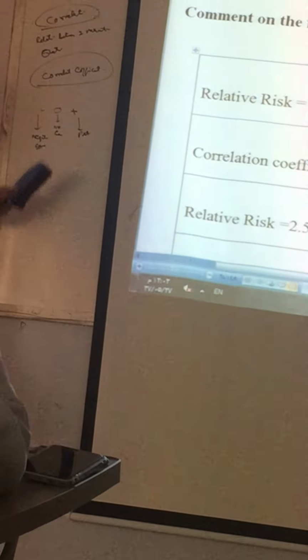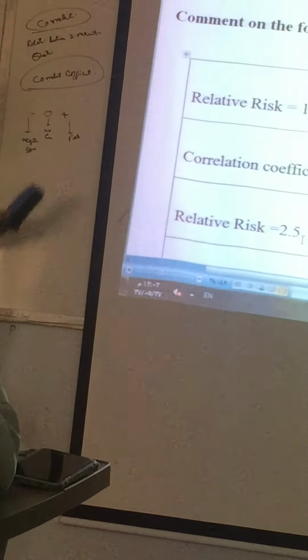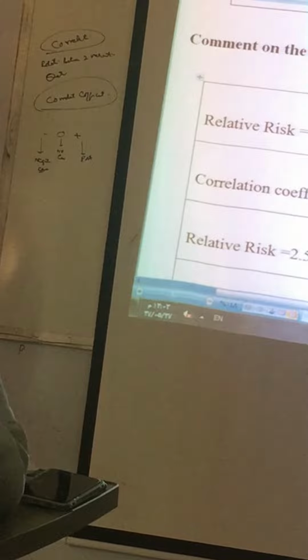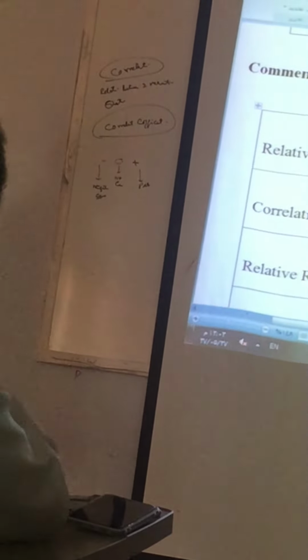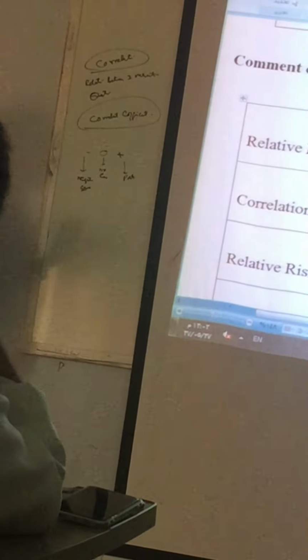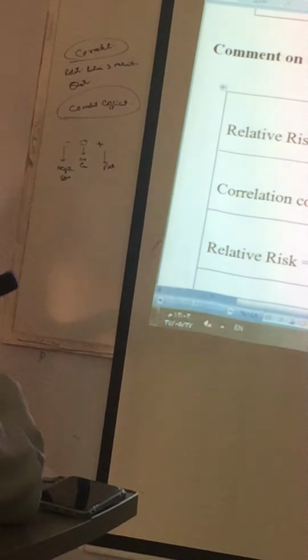So this is correlation. You have no correlation, you have positive correlation, or you have negative correlation. Is that clear? The value is between minus one and plus one. So the correlation tells us the relationship between the two variables.